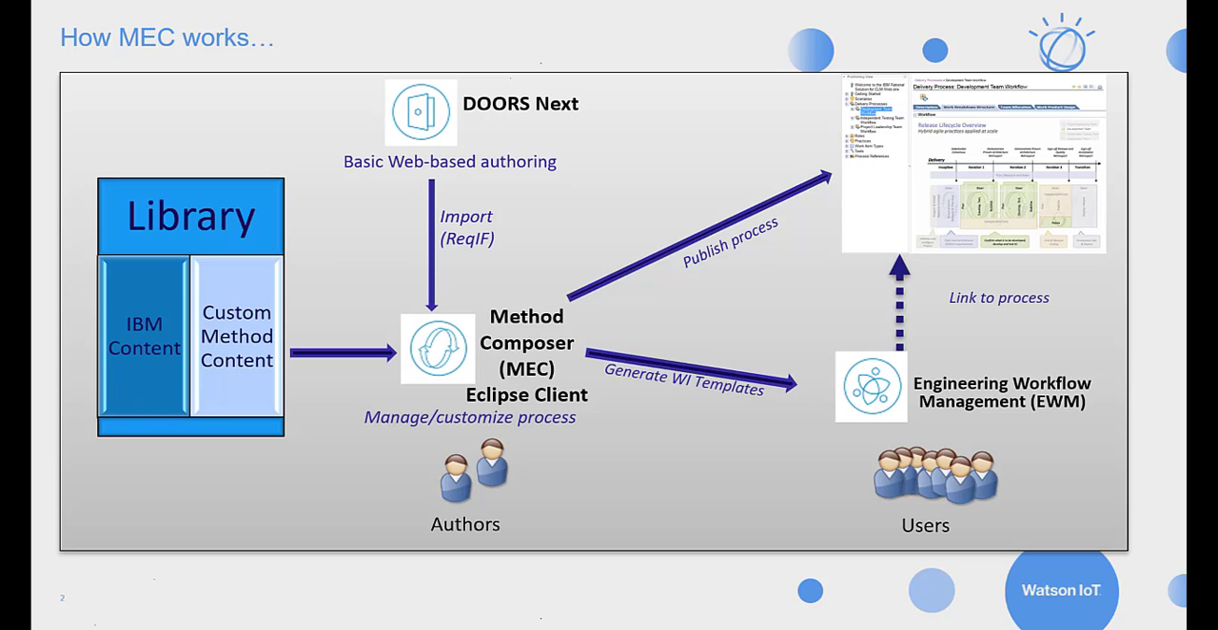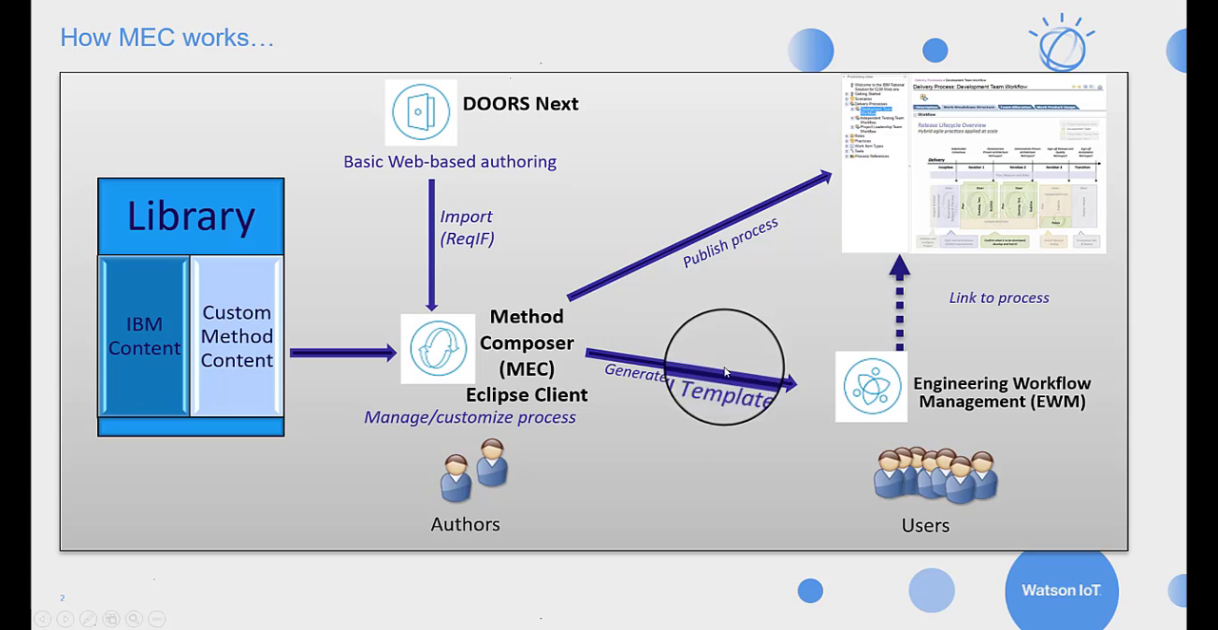Essentially, we have a library on the left-hand side of the diagram where we show the potentials of having IBM method content or your own custom method content or a mix of both. Method Composer is the basic Eclipse client which is used to take that content, make changes, and publish. We can publish to a website.